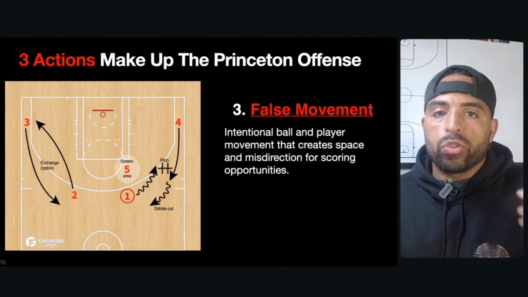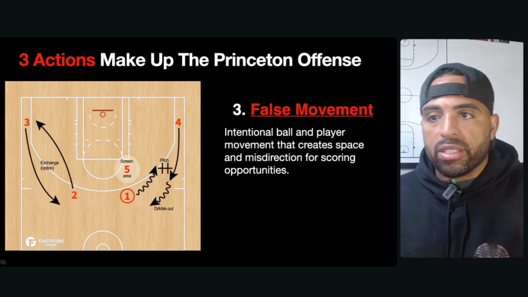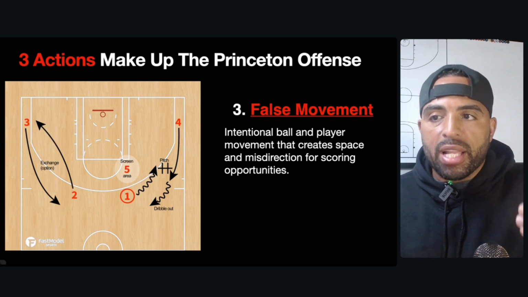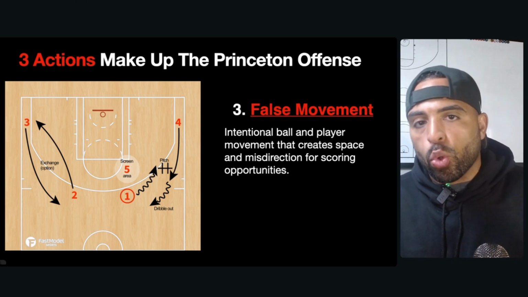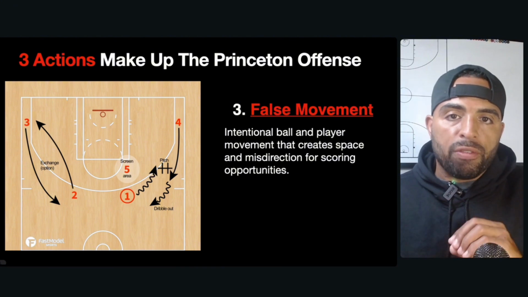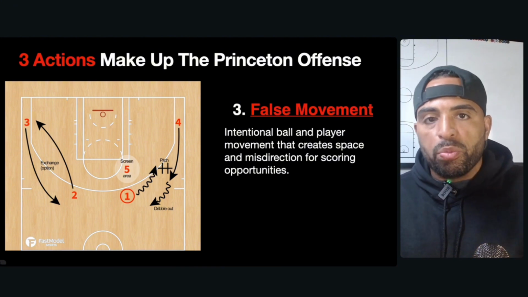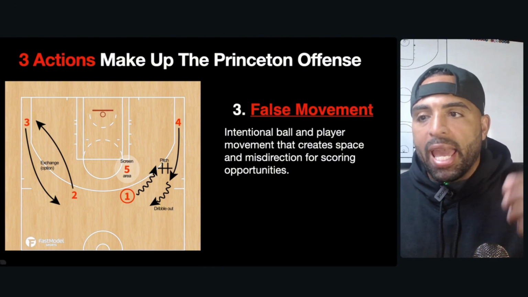And last, false motion. I define false motion as intentional ball and player movement that creates space and misdirection for scoring opportunities. Within the Princeton offense, the misdirection or false movement is typically triggered by a handoff action.